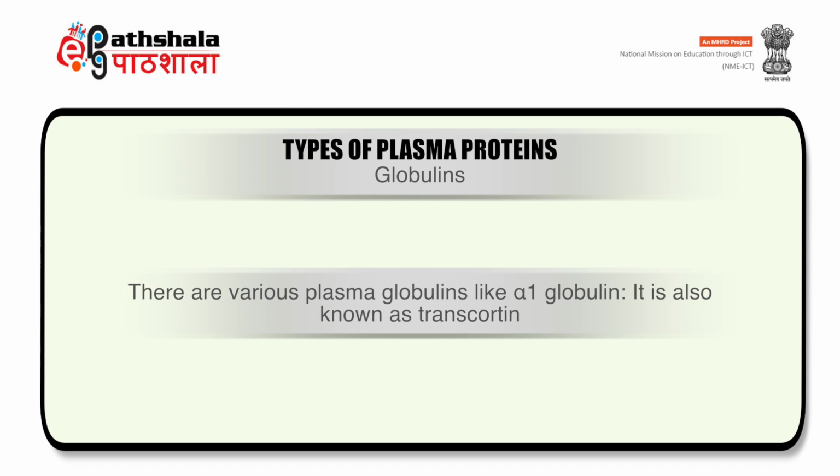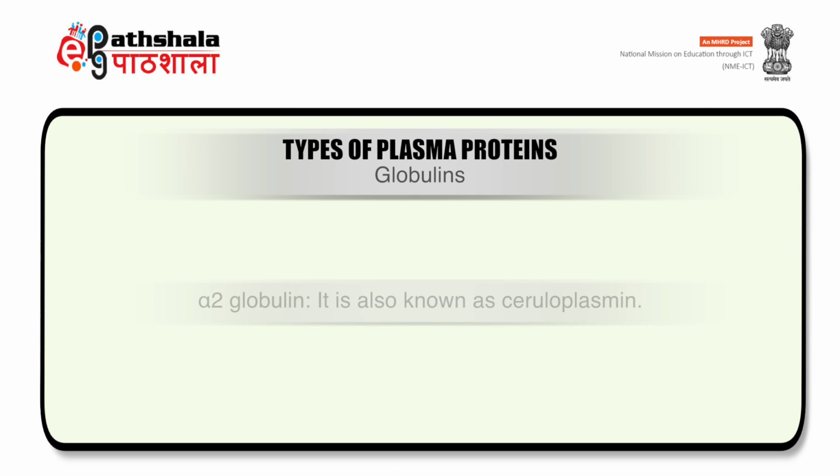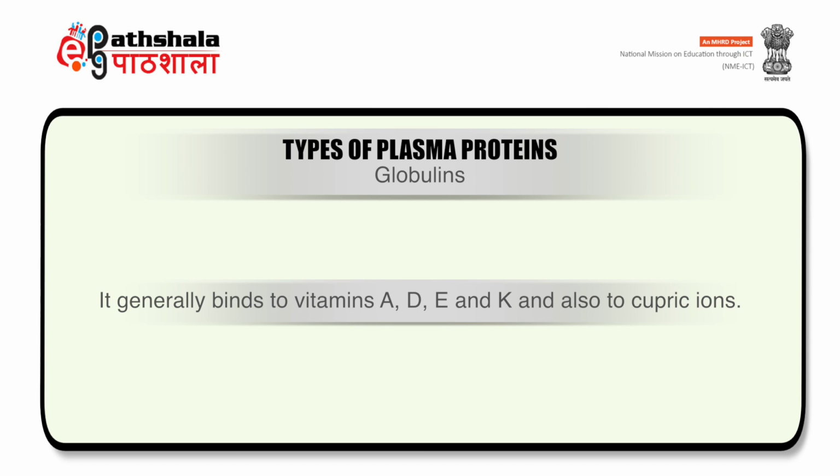There are different types of globulins, like alpha 1 globulin, also known as transcortin. It helps in binding many of the steroidal drugs, namely cortisone and prednisone. Therefore, it is also known as a corticosteroid binding globulin. The second is the alpha 2 globulin, also known as ceruloplasmin. It generally binds to vitamin A, D, E and K and also to cupric ions.